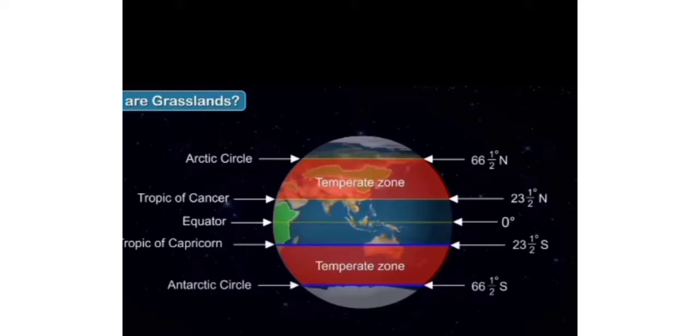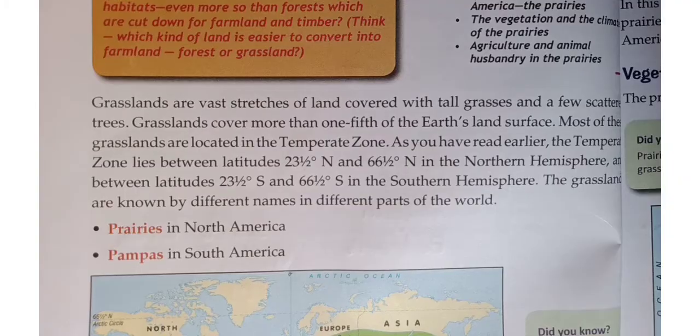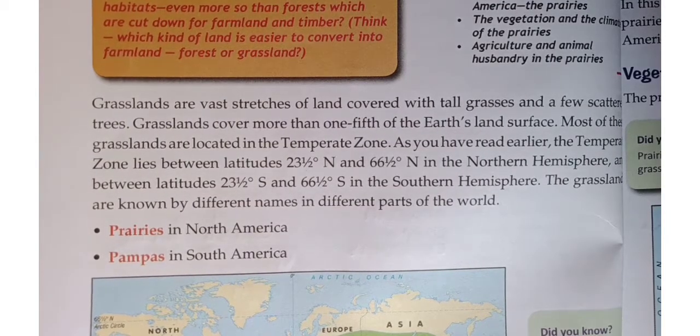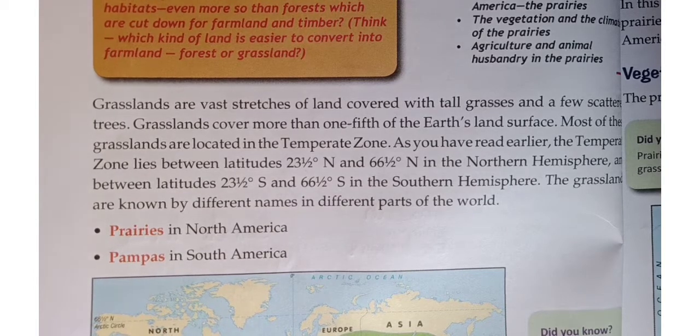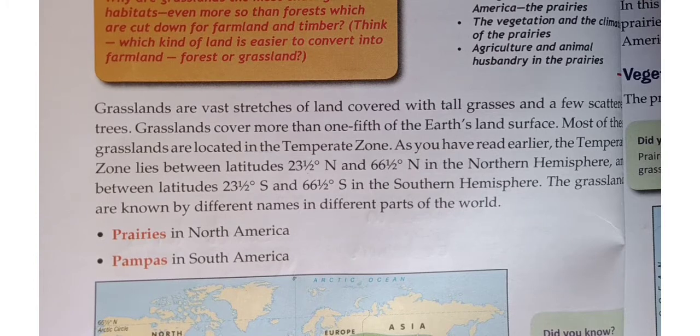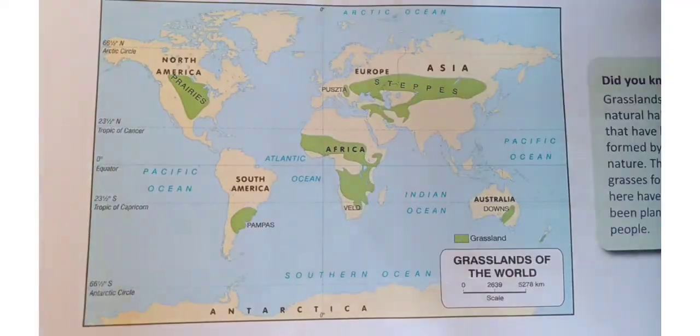So you can see this red color. The red color is the temperate zone in the north and south. Here we can see the grasslands. Grasslands lie in these temperate zones. These grasslands are known by different names in different parts of the world. Let's see how they are called.